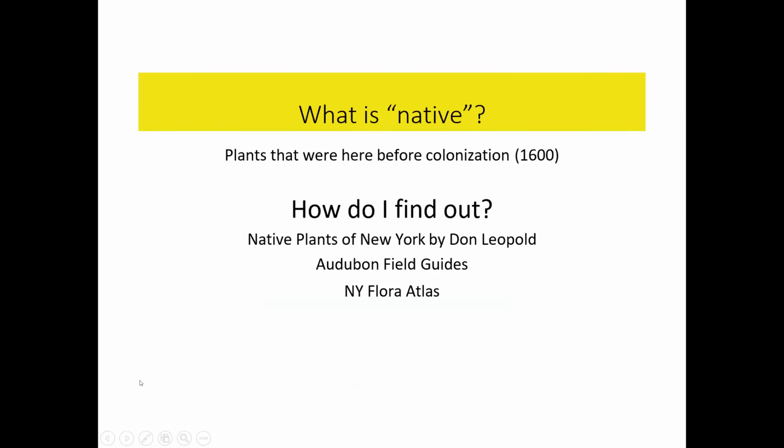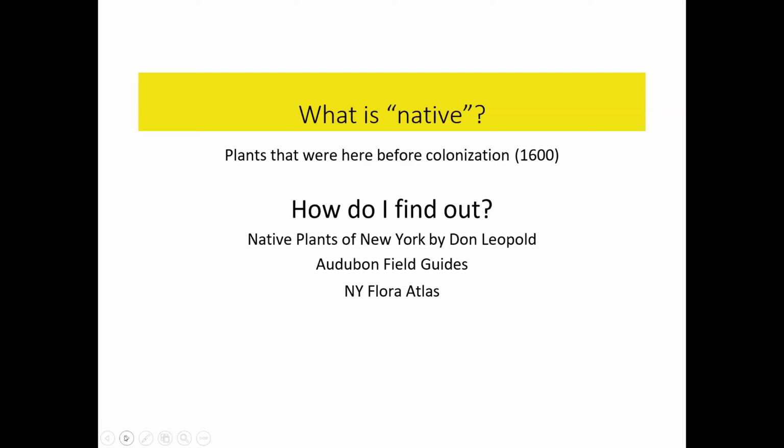So we always get the question, what is native? The rule of thumb is anything that's native are things that were here before colonization, so basically before 1600. There's a lot of debate on that because Native Americans moved stuff around. They made changes in the ecosystem over thousands of years. Tomatoes and corn were brought up from South America. So you can debate this, but for most books, they use 1600 as the time marker.